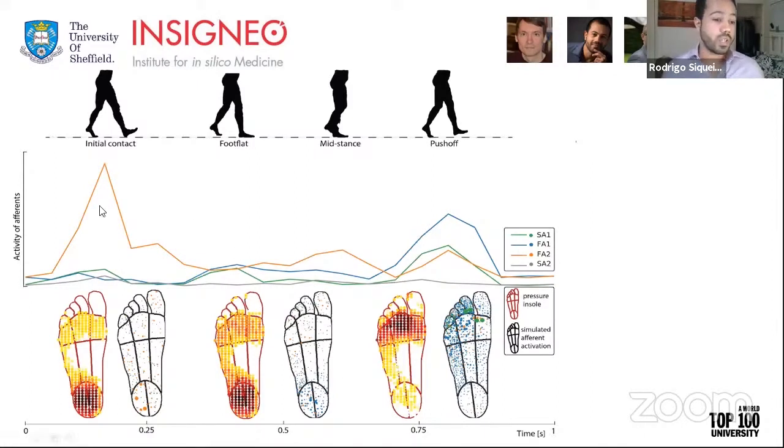And we can see that on the initial contact, there is a burst of FA2 firing, which was something that was not known. Granted, it was a proof of concept experiment and not that well controlled, but it is a very good indication that we can actually use the model to experiment in ways that wouldn't be possible using microneurography.